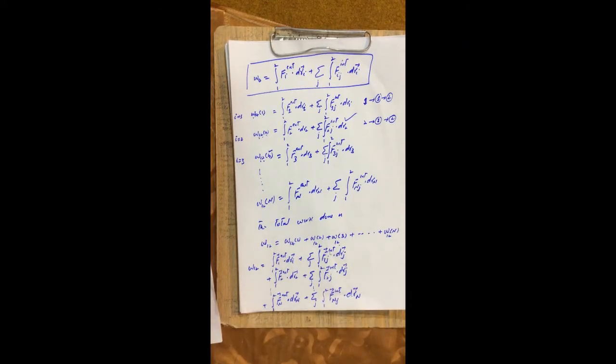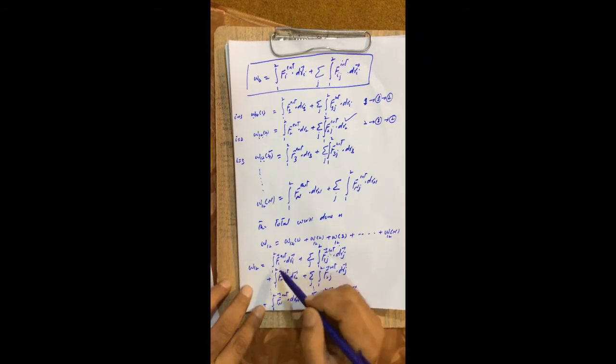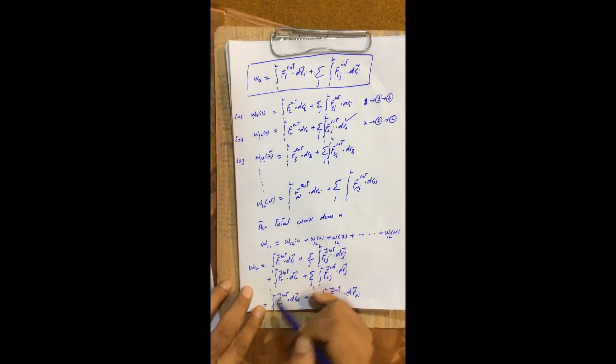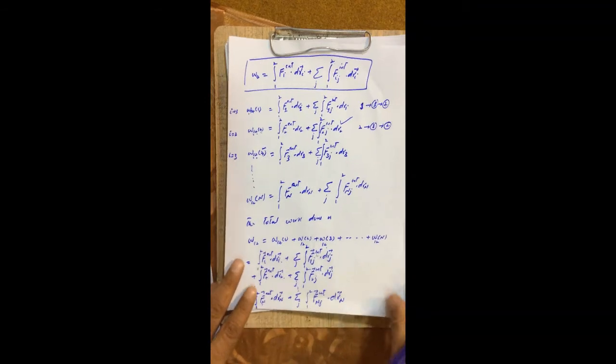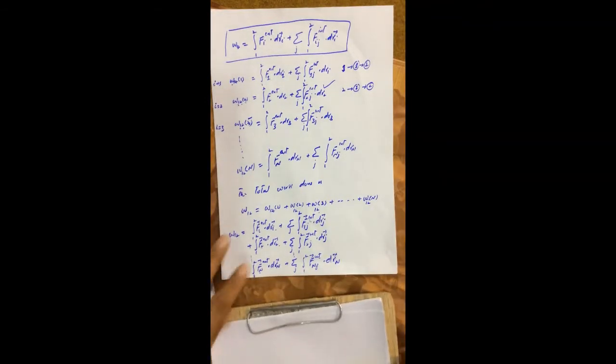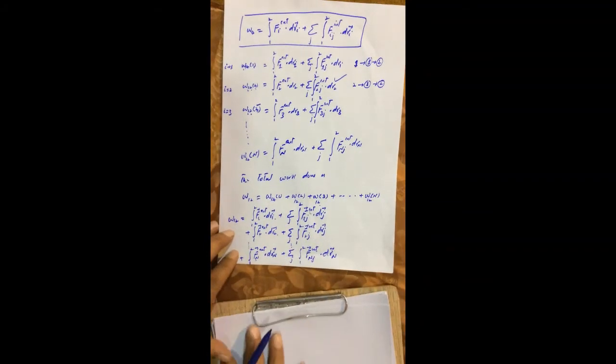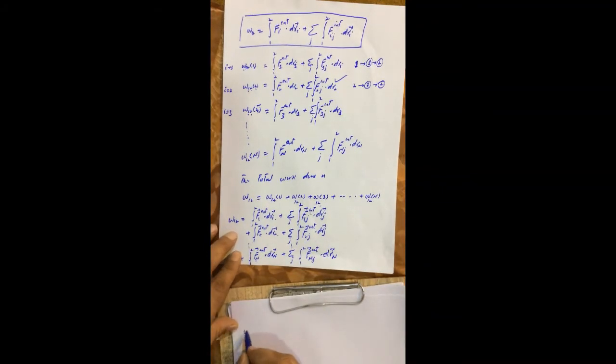Now if I look at this, these are integrals from 1 to 2, 1 to 2, 1 to 2. Here we have only differences: here we have 1, here we have 2, here we have n. So I can replace these whole terms in the first row. So the total work done in moving the system from 1 to 2 can be written as follows.